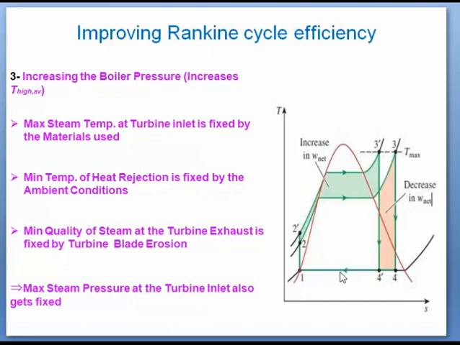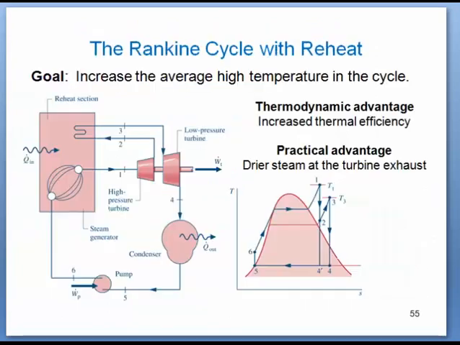The minimum temperature of heat rejection is fixed by the ambient condition, and the minimum quality of steam at the turbine exhaust is fixed by turbine blade erosion. The more the exhaust is in the wet zone, the more the chances of blade erosion. So in the Rankine cycle with reheat, the goal is always to achieve the highest temperature of heat addition. Our heat addition should be at high temperature.